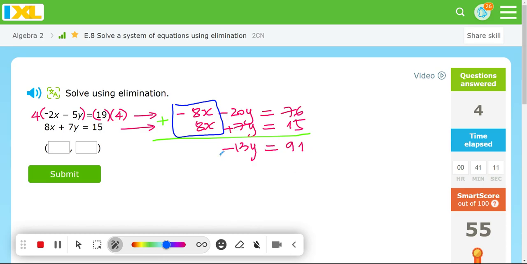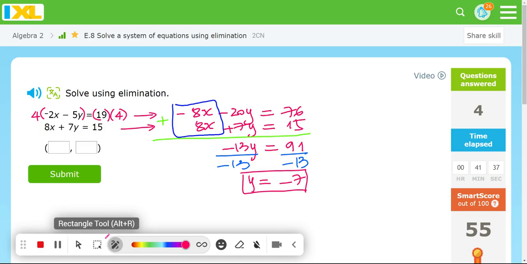So divide negative 13 on both sides, I should come out y equal negative 7. 7 times 3, 21, 7 times 7, so y comes out equal negative 7. Let's put negative 7 into my box over here.